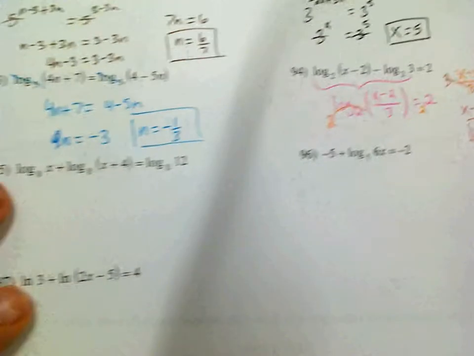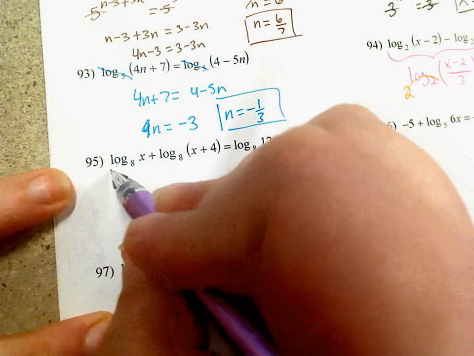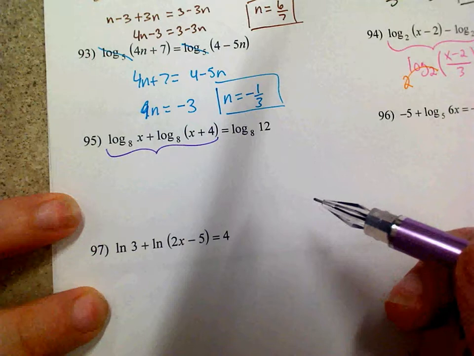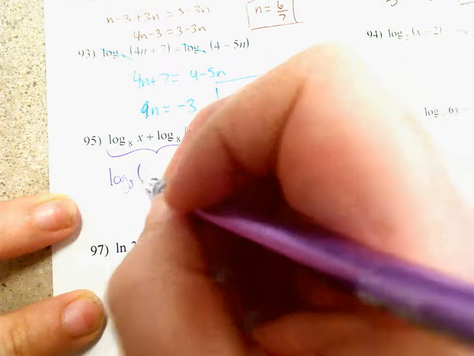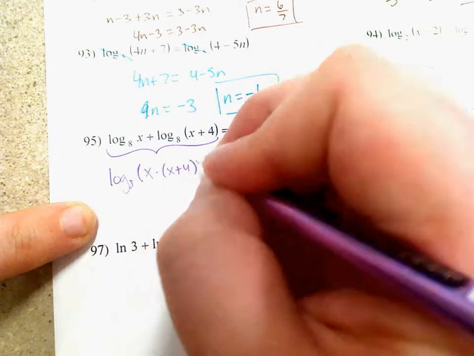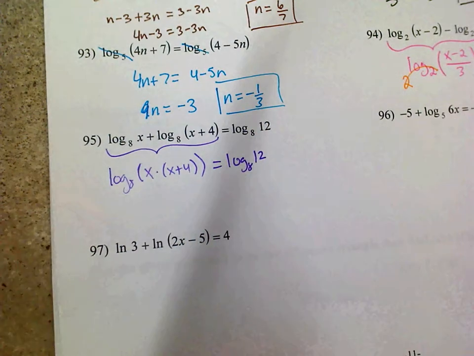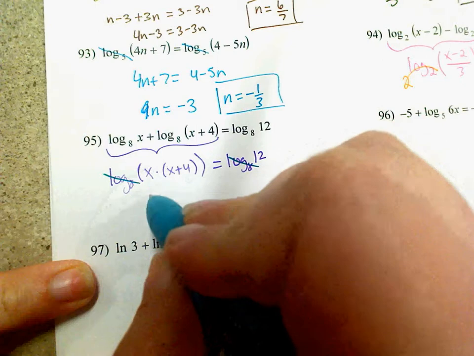Number 95 has 2 logs on this side and 1 log on that side, so if I can get these two to combine, then I can cancel out my logarithms. 2 logs separated by addition can be combined using multiplication, so log base 8 of x times the quantity x plus 4 equals log base 8 of 12. Well, I've got one log equal to another log, so I might as well just cancel out the logarithms. So I'm really just dealing with this. x squared plus 4x equals 12.